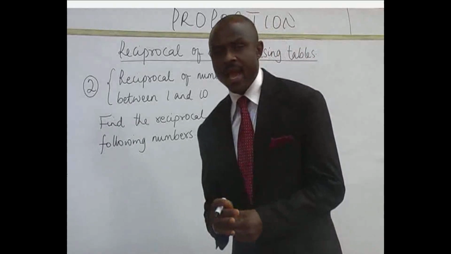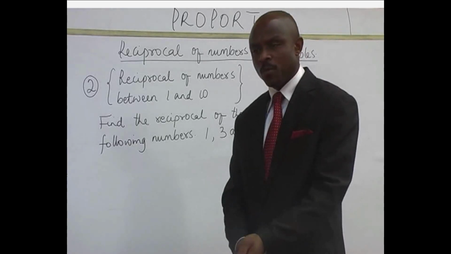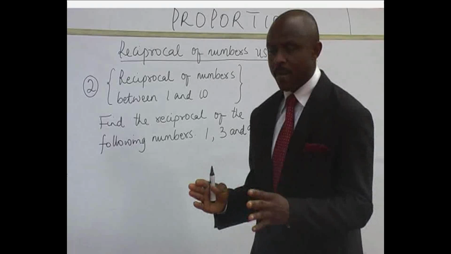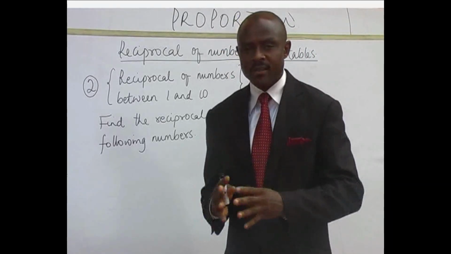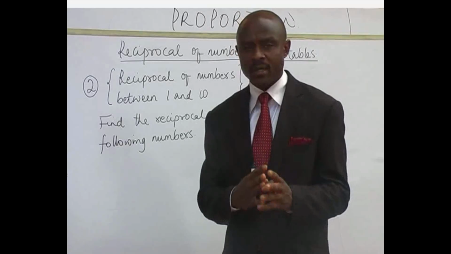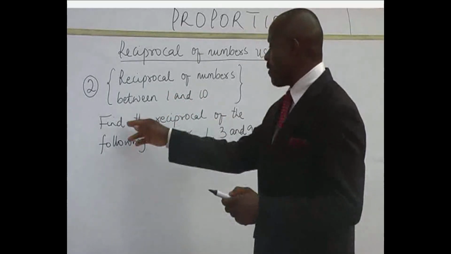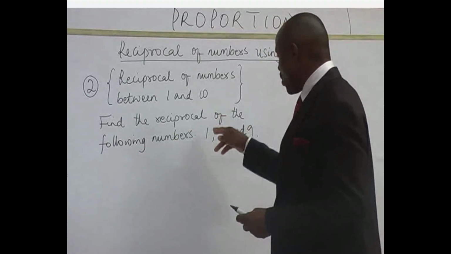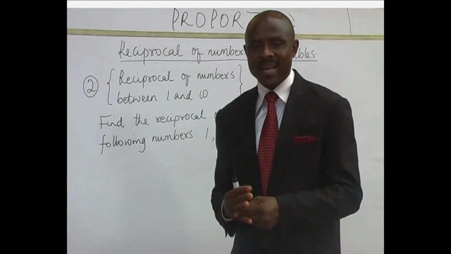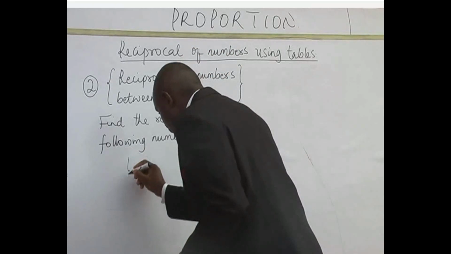We are into a different concept now. The second concept. I told you we'll be looking into reciprocals of numbers less than 1, reciprocals of numbers between 1 and 10, and reciprocals of numbers more than 10. We have finished the discussion on reciprocal of numbers less than 1. Now we are into reciprocal of numbers between 1 and 10. And we are told to find the reciprocal of the following numbers: 1, 3, and 9. We are going to use these 3 to explain how to go about the reciprocal of numbers between 1 and 10.